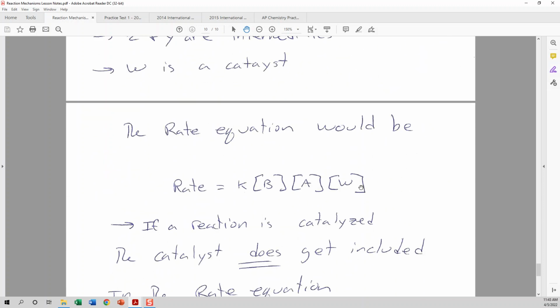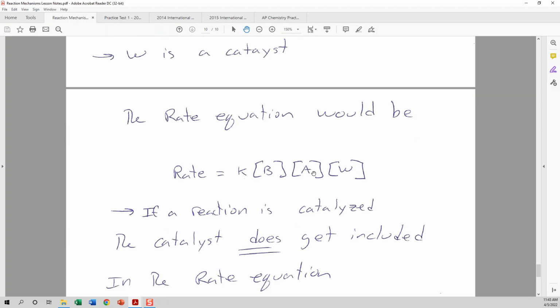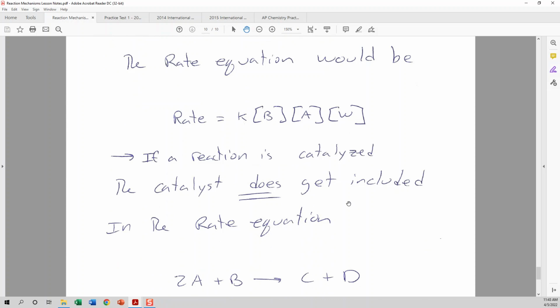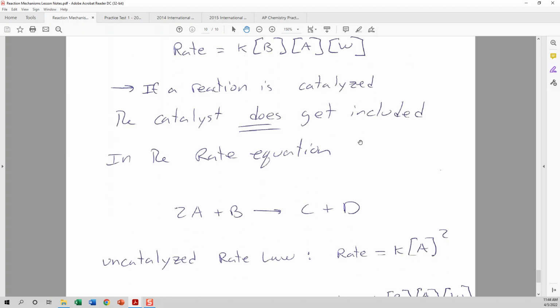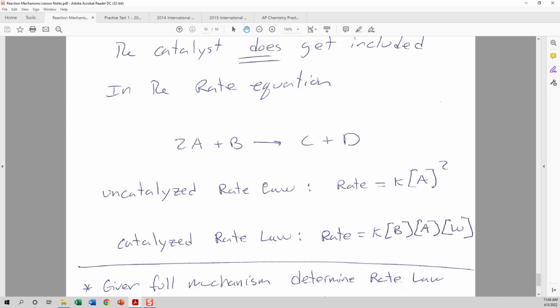And so we do include catalysts in a rate law for a catalyzed reaction, because a catalyst does affect the rate of a reaction, so it should be in the rate equation. So if a reaction is catalyzed, the catalyst does get included. Notice intermediates never are, and products are never included in the rate equation. But if you do have a catalyst, it is included in the rate equation. So here's our reaction, and it has two rate equations. It has the uncatalyzed rate equation, which we figured out based on the first mechanism, and it has a catalyzed rate equation, which is this one, and that was the second mechanism that created a catalyst.